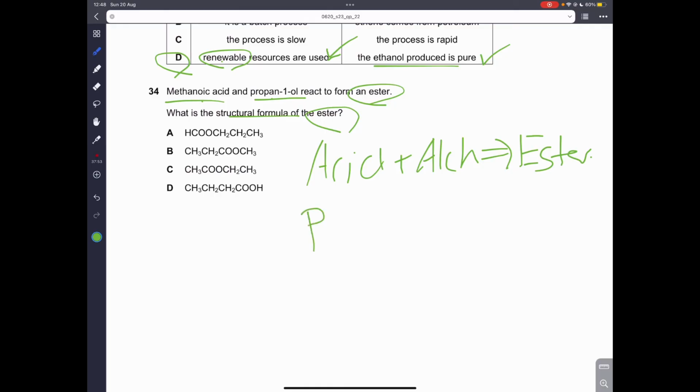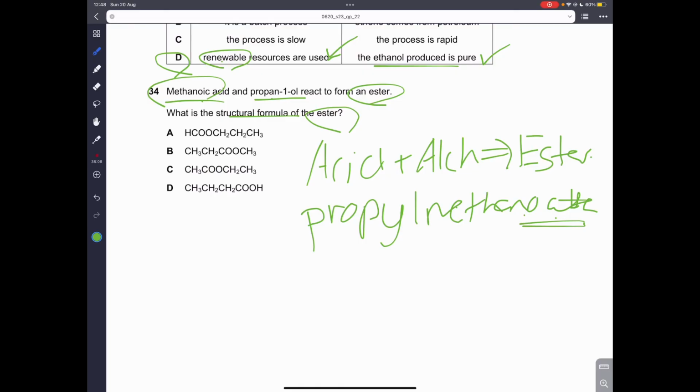So we take the alcohol group. It's propyl, and then for the acid we write methanoate, with an OATE. This is its suffix, and the propyl group we take from the alcohol. So it's going to produce an ester called propyl methanoate.